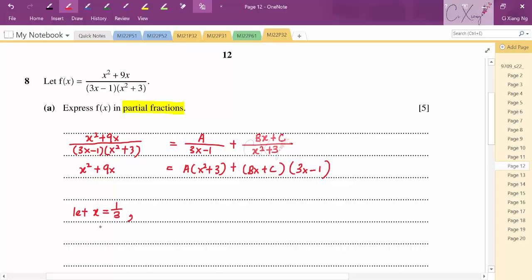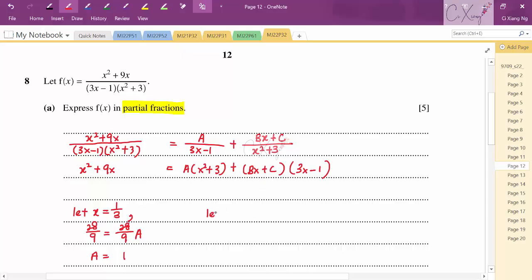On the left hand side, I will have 28 over 9 equals, substitute 1 over 3 into the coefficient for A. Okay, so 1 over 3 squared, I'm having 1 over 9 plus 3, which is also 28 over 9. So I'm having 28 over 9 A. Then for this part, if I substitute this value 1 over 3 here, this whole part will disappear because it becomes 0. Okay, so very easily we can get the value for A, which is equal to 1.